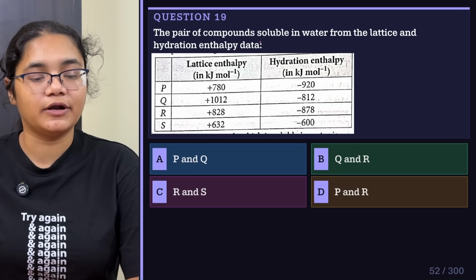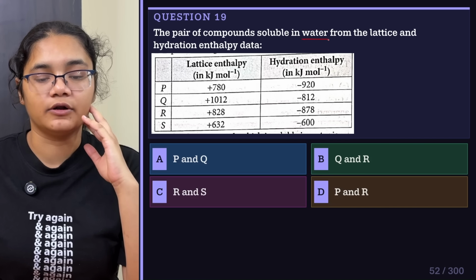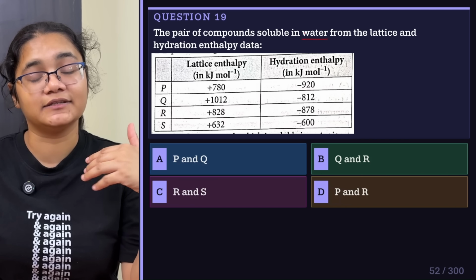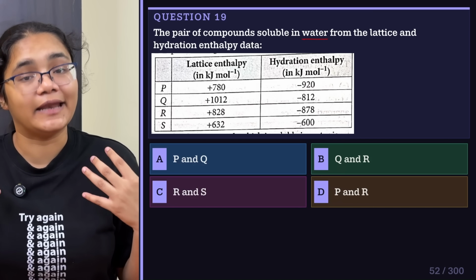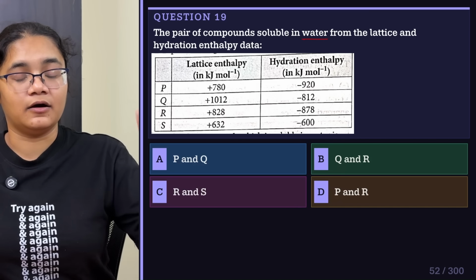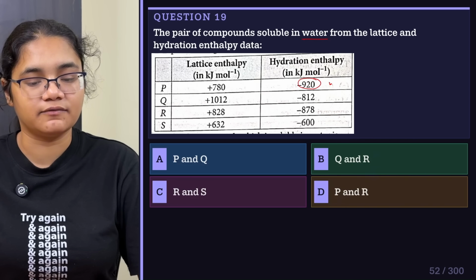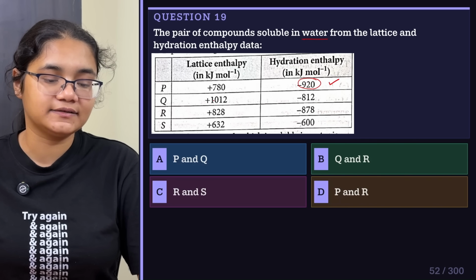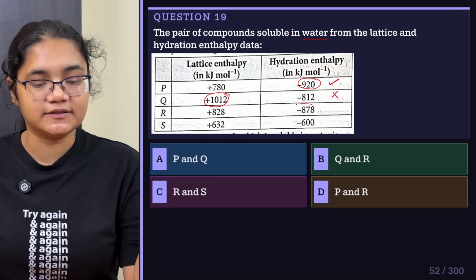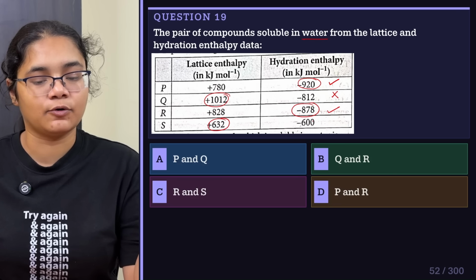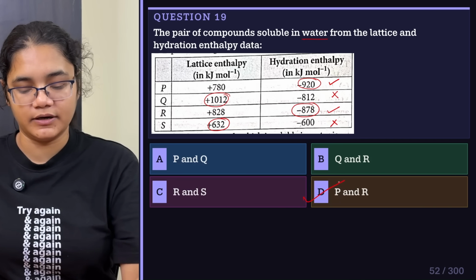Next question is from thermodynamics, where the pair of compounds soluble in water. Now remember, whenever the hydration enthalpy is more negative, if you add hydration and lattice enthalpy and you are getting a negative number, in that case the solid will be soluble. Now if you see first option, this is more negative, so this one will be soluble. Now if you see second option, lattice enthalpy is more, if I add these two, I'll get a positive number, so this is not soluble. Here you can see this is more negative, so this will be soluble. Here this is positive, so this will not be soluble. So we have just P and R, which is option number D here.